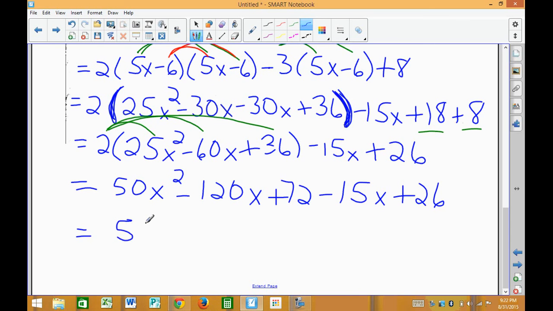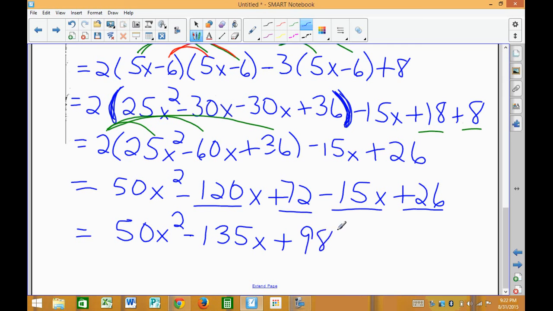So 50x squared. Here we have negative 120x, negative 15x. That's negative 135x. We have 72 and 26. That's plus 98. So that is f of g of x.